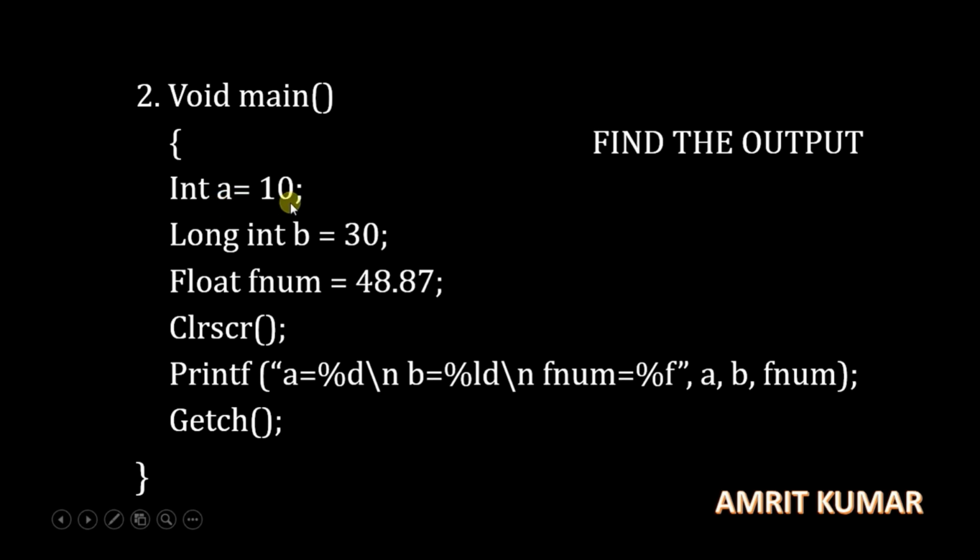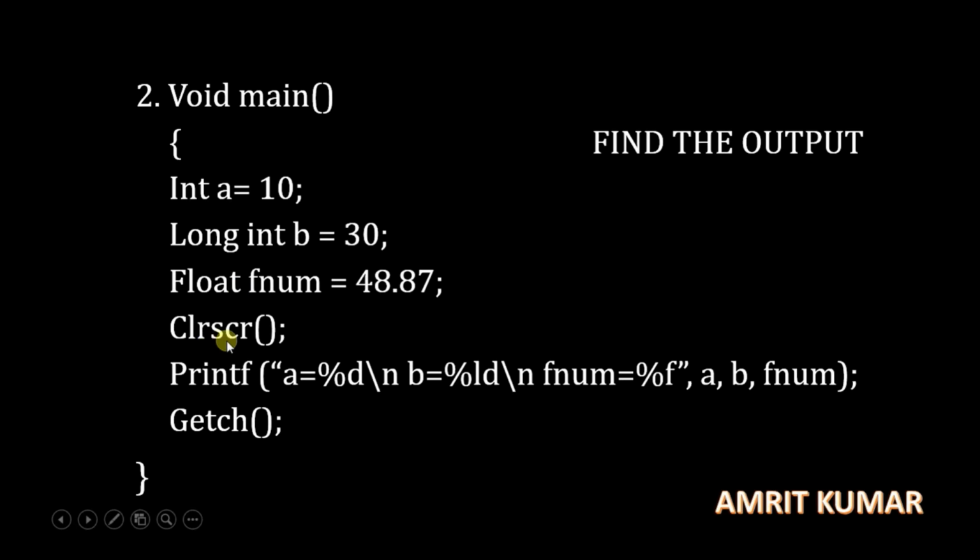So a is storing the value 10, b is storing the value 30, and fnum is storing the value of 48.87, because it is going to store a float value, while b is going to store a long int value, and a will store an integer value only.